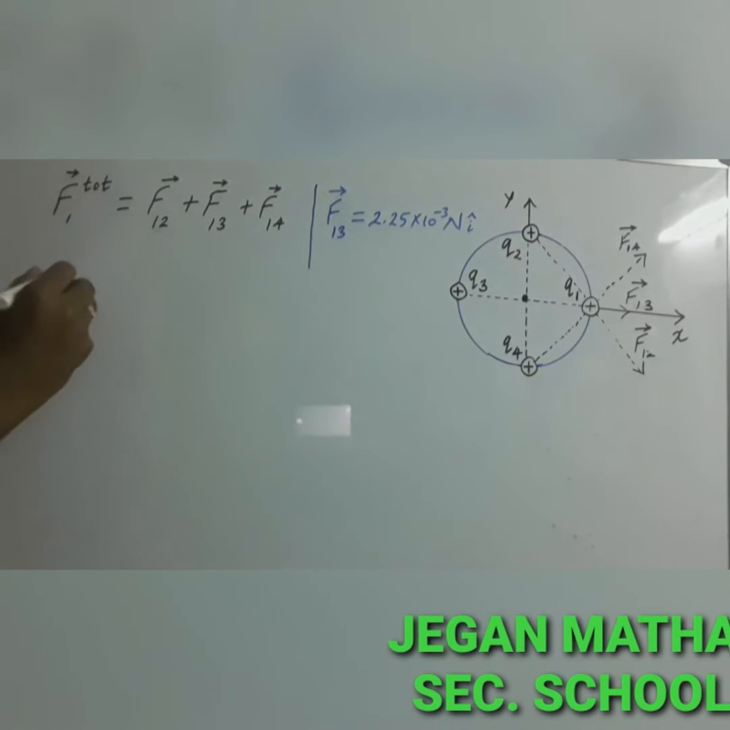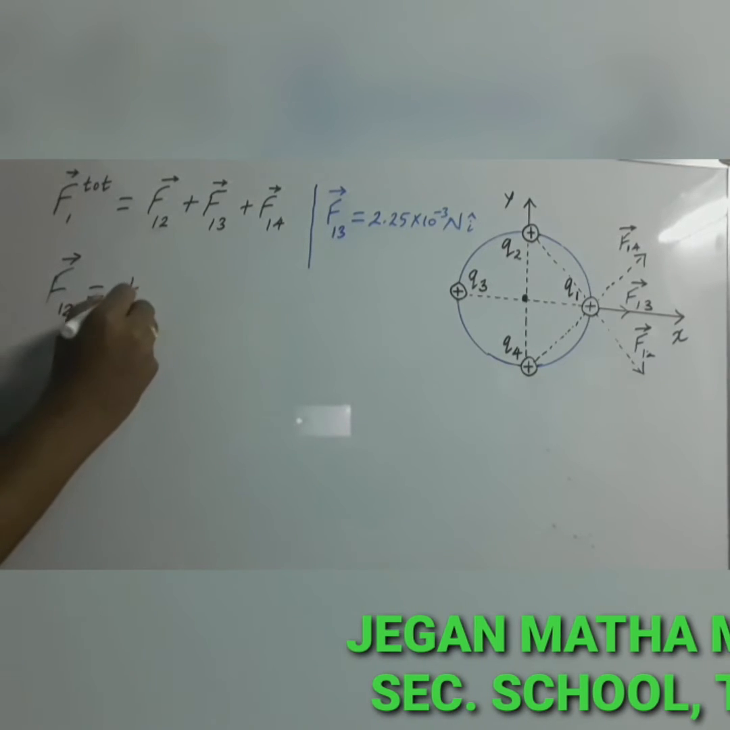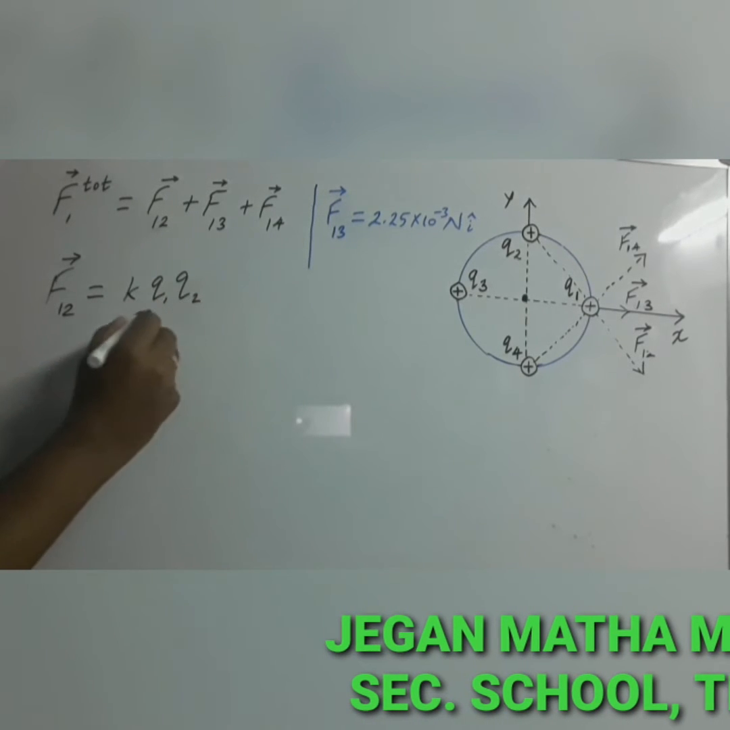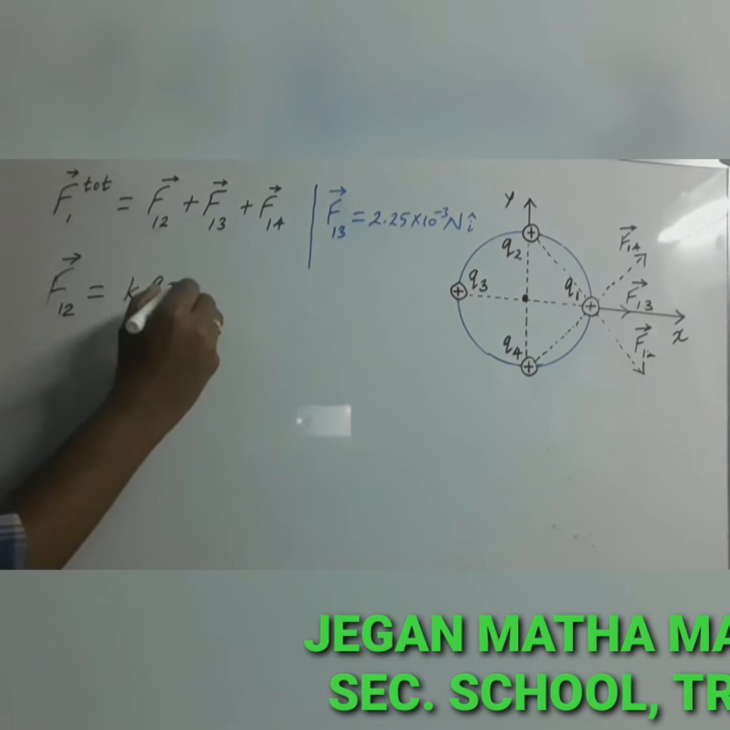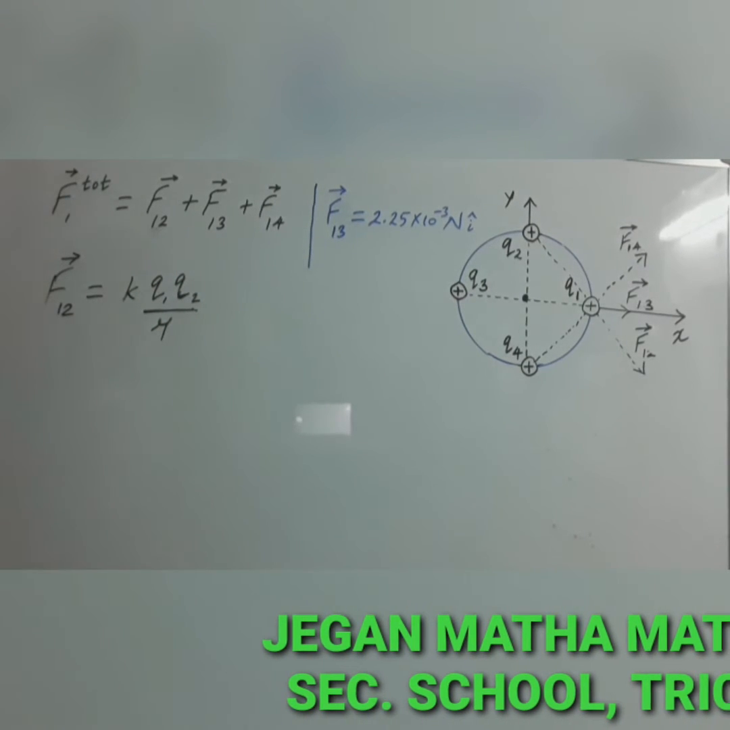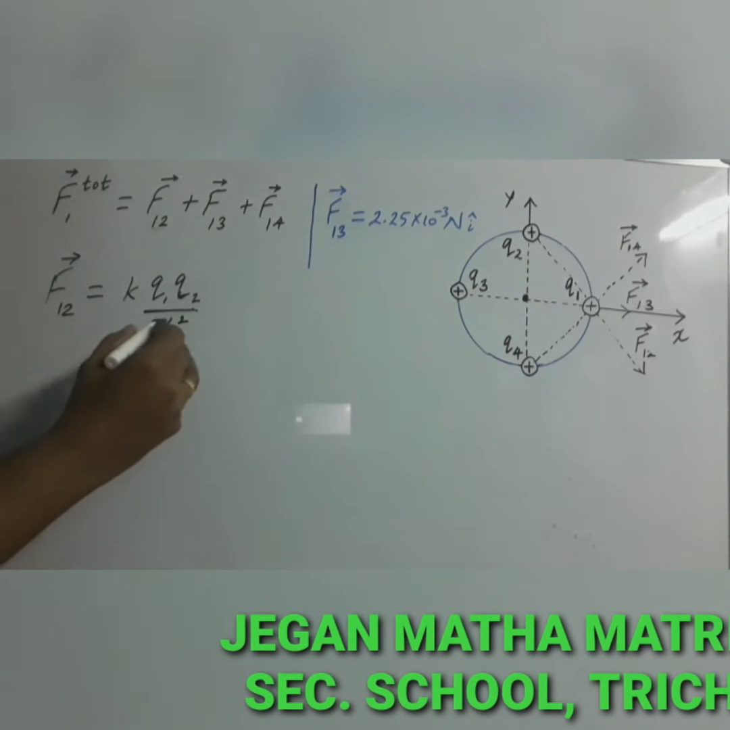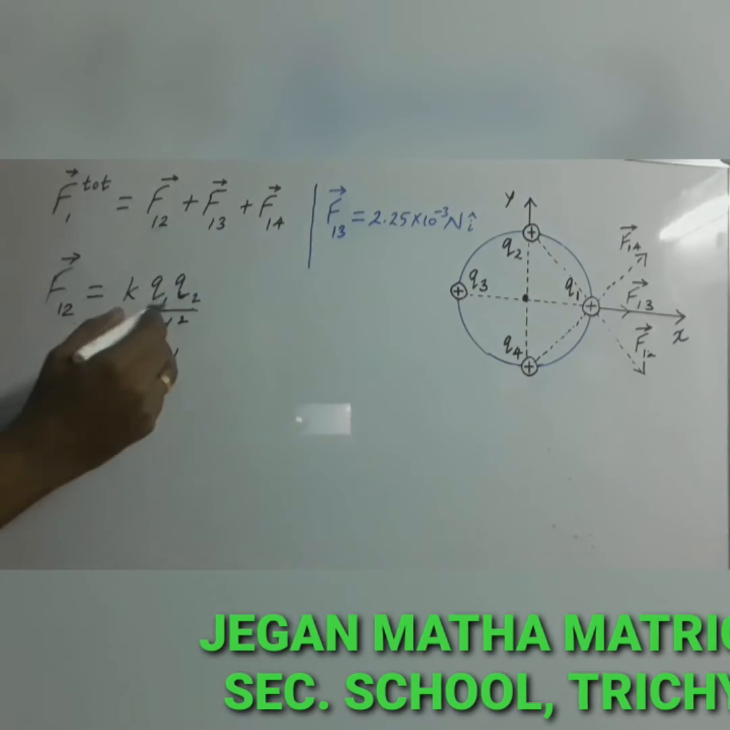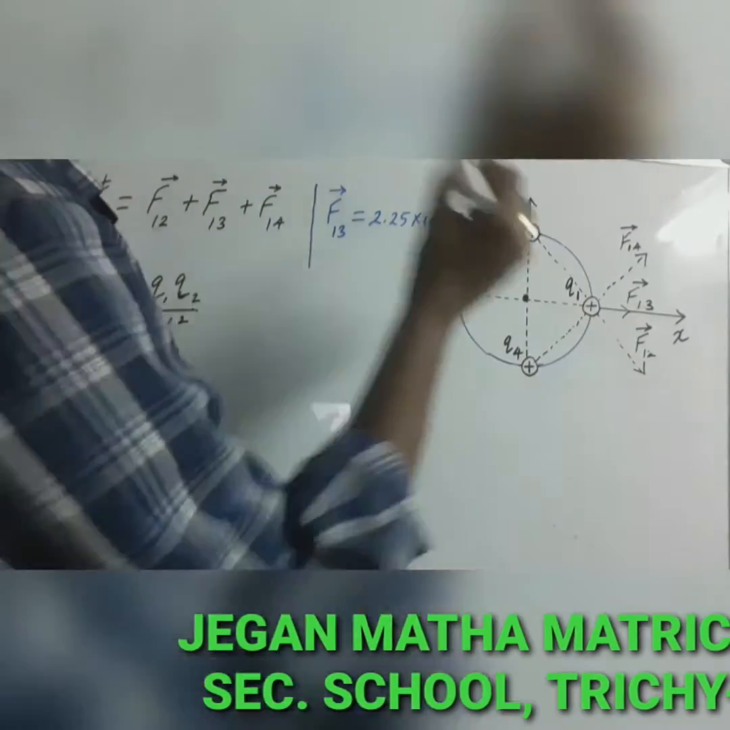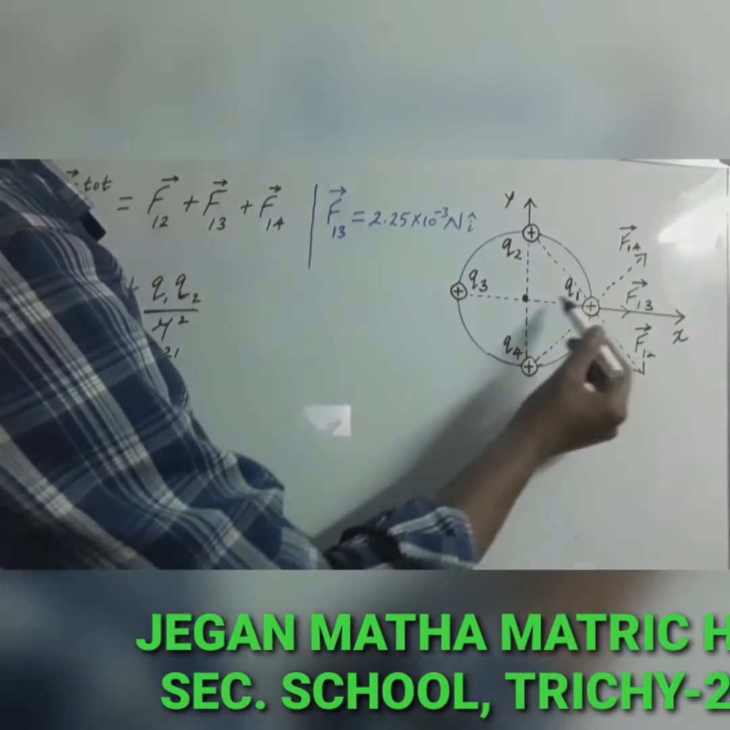So let us find F12, which is equal to, what is the expression? K Q1 Q2 by R21 squared. Here R21 is the distance between the first charge and the second charge. To find the distance, let us take this triangular shape.